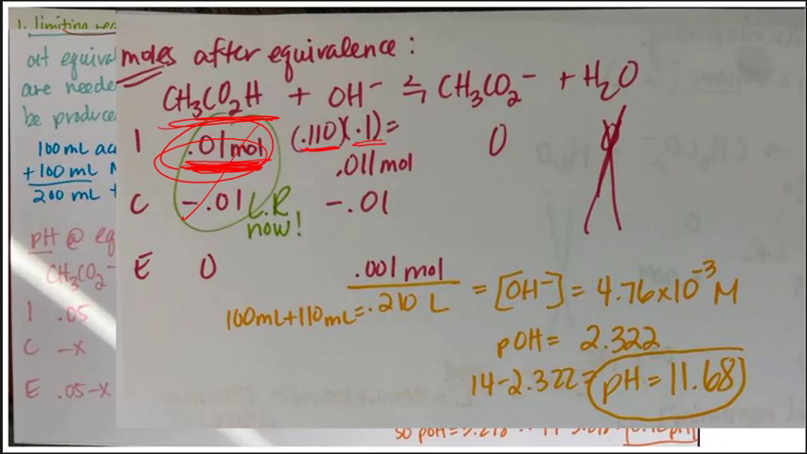So my change, I'm going to lose the 0.01, lose 0.01, leaving me with no acid left, but leaving me with 0.001 moles of my OH minus. And because I'm left with OH minus, I can go right into calculating that hydroxide ion concentration. 0.001 divided by my total volume, 100 plus 110, is 0.210 liters.